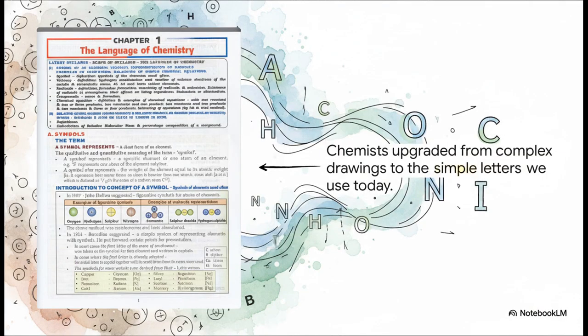You know, it wasn't always this neat and tidy. Way back in the day, around 1807, a guy named John Dalton used these really complex drawings, like little circles and shapes. It was kind of messy. Then, a few years later, another chemist, Berzelius, had a brilliant idea. Hey, why don't we just use letters? And boom, that simple upgrade changed everything and gave us the system we still use today.